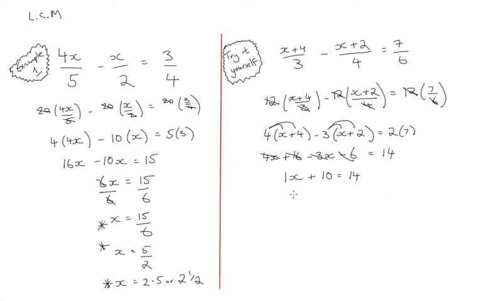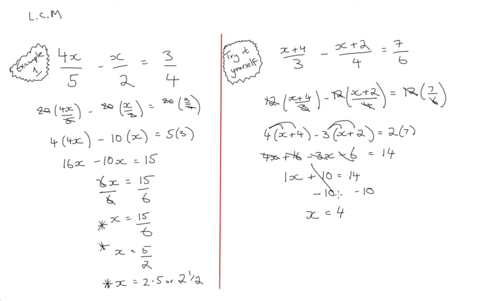Now, the 1x can be written as x, so I'm going to write it as x in the next line. But I want this number here on the other side, so I'm going to minus 10 from both sides. So they cancel out, and you are left with x, because 1x is just x, is equal to 14 minus 10, which is 4.